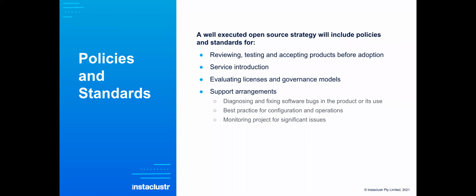Again, policies and standards, which we talked about for the governance and licensing models. How are we confident that this software is going to be around for the long term and not going to change in ways that harm us over the long term? And as we talked about a second ago, how are we going to support that? How are we going to diagnose and fix the bugs? Because, again, the project is not obligated to do that for us. How do we configure it? How do we monitor it for issues? And all those things need to be thought through.